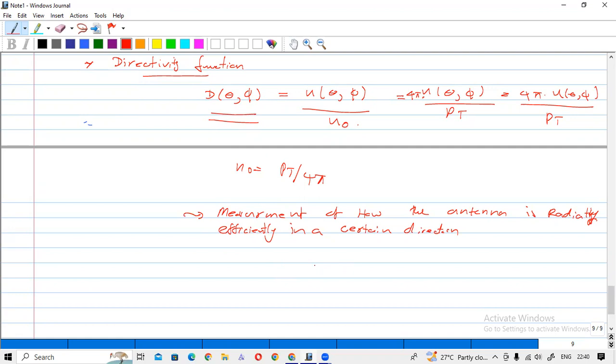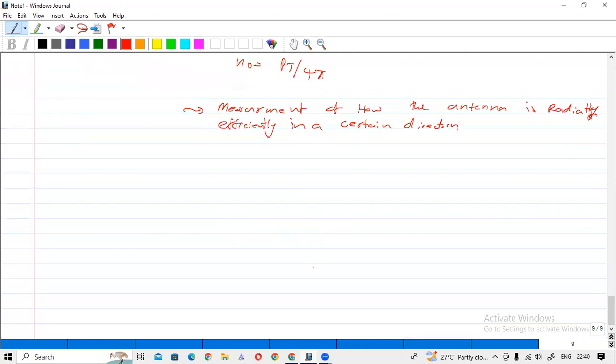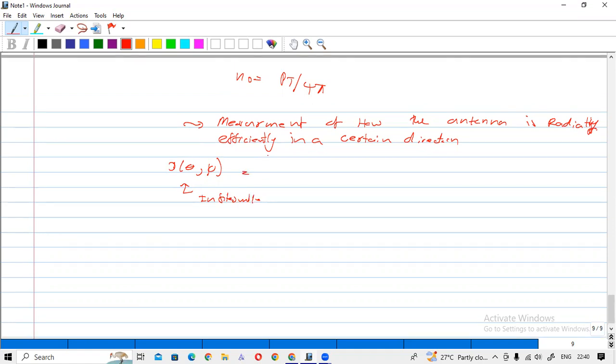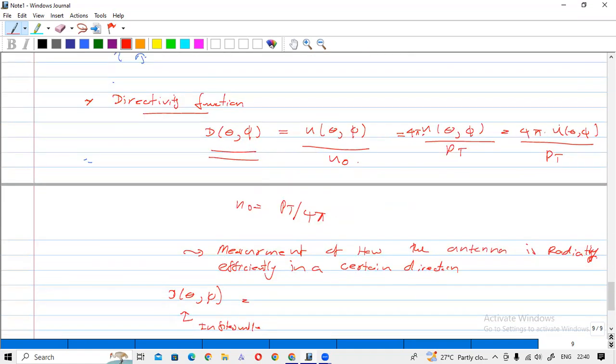Using this directivity function, if I ask you to find the directivity function for the infinitely small antenna, maybe you can find this. Because you have found the radiation intensity, and you have found the total power also, then you can find the directivity function.